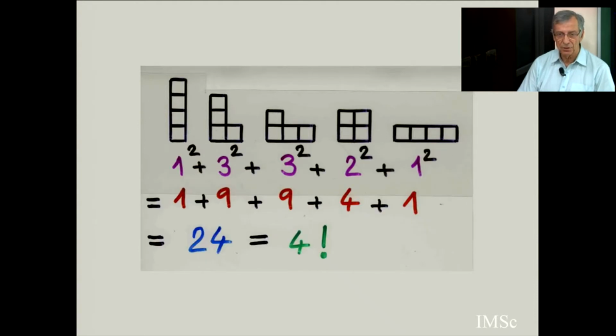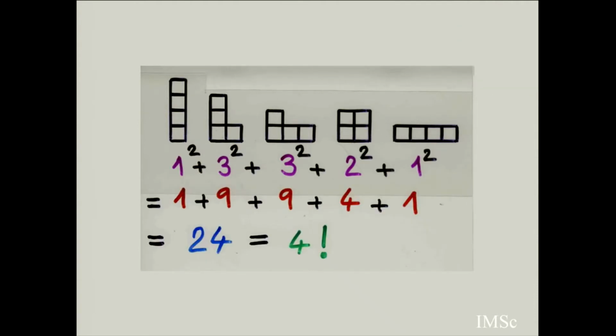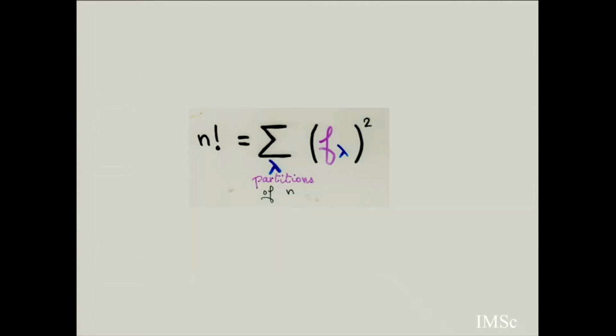But if you take the sum of the squares of these numbers, for each shape, take the square of the number of Young tableaux and add all these squares, it's 1 plus 9 plus 9 plus 4 plus 1, which gives you 24. This is very surprising: 24 is 4 factorial, the number of permutations. So n factorial is the sum of the squares of these numbers. You sum over all possible partitions; for each partition, there are f lambda Young tableaux. Take the square of this number, and if you take the sum of all the squares, you get n factorial. This is a very beautiful identity.